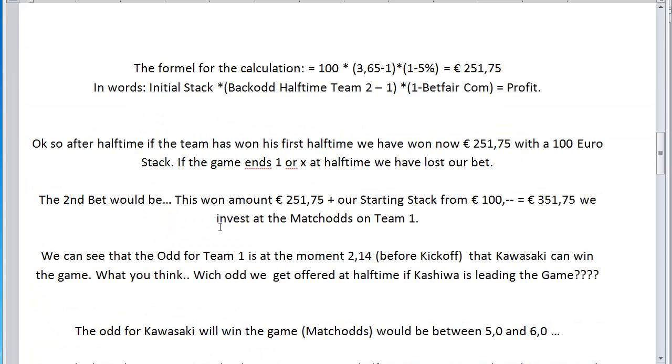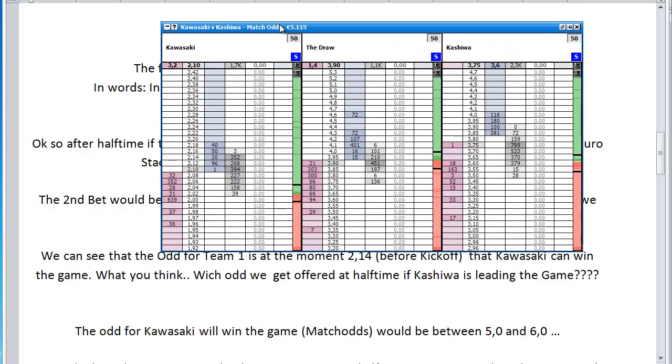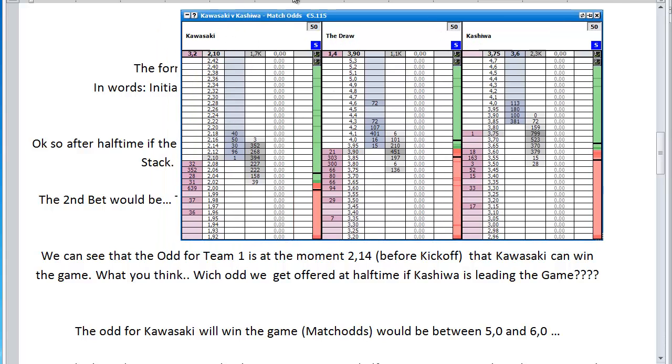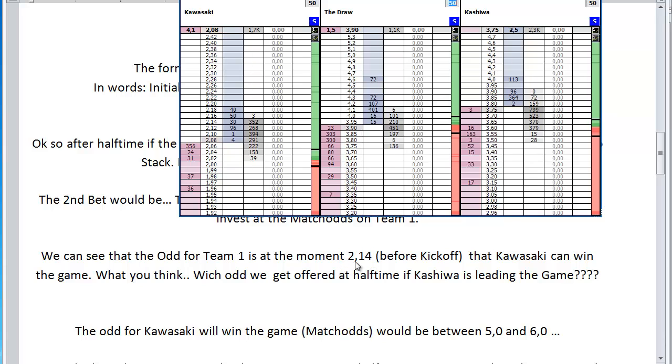Okay, you can see here, just a second, this is the match odds market from the game Kawasaki against Kashiwa. At the beginning of the video the odd was 2.14, now we have 2.06, 2.08. This is the odd at the moment that Kawasaki will win the game. Okay, but our question now is which odd we get offered at halftime if Kashiwa is leading the game. What do you think?